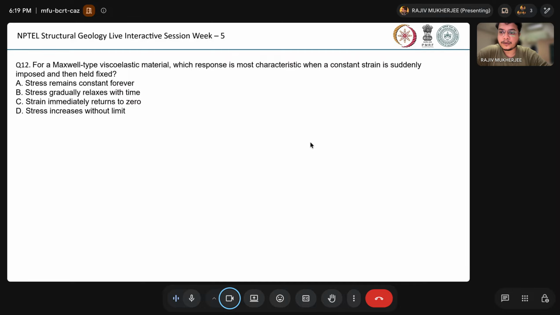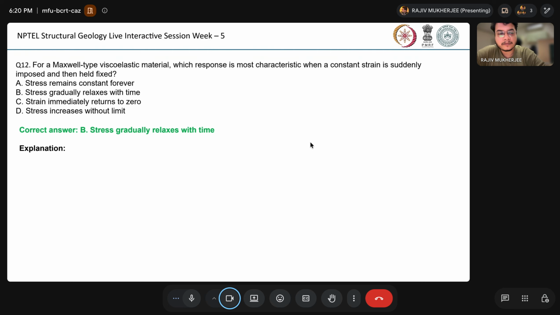Okay, so the correct answer is that the stress gradually relaxes with time. So we already solved this question about the relaxation time. It's the ratio between the viscosity and the elastic modulus, right? So that's how we calculate the relaxation time in a Maxwell type rheology.